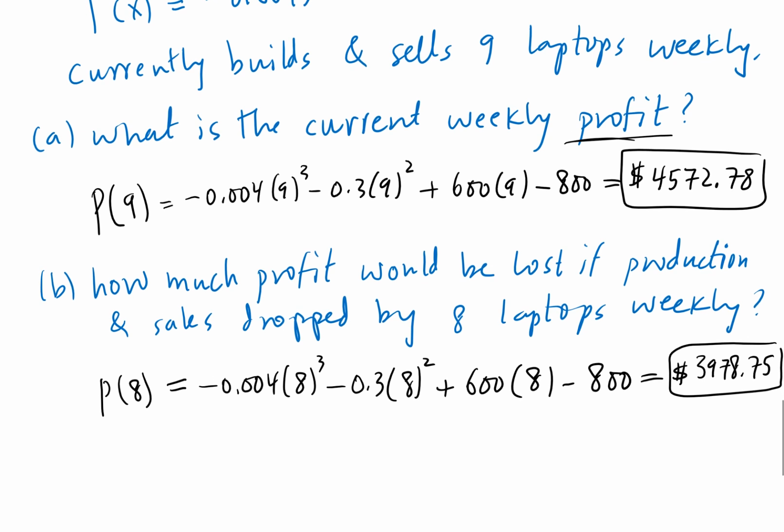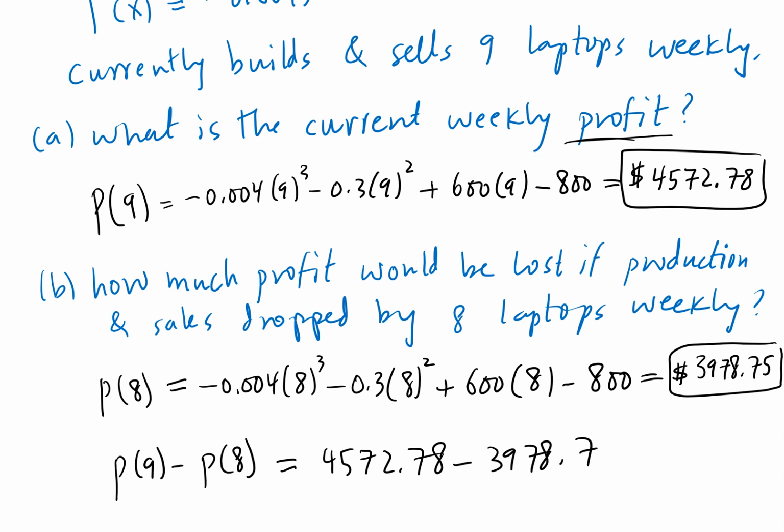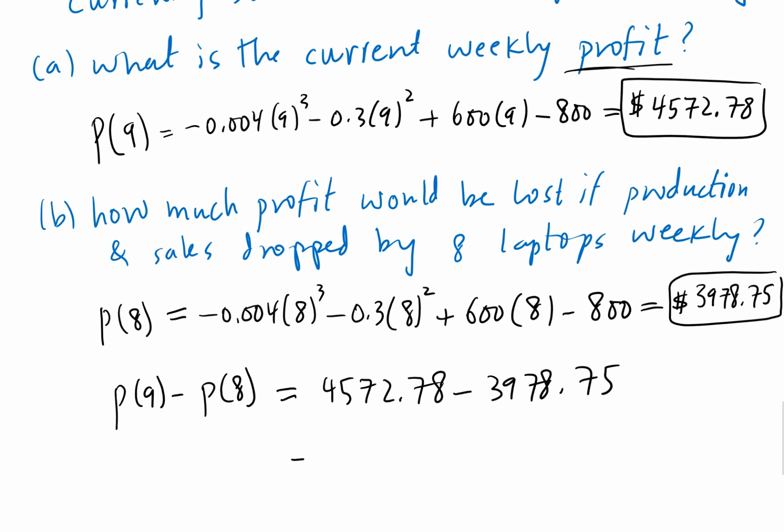So the profit that was lost is P of 8 minus P of 9, which is 4572.78 minus 3978.75. And that would be $594.03. So for every one less item they sell, they lose that much money.